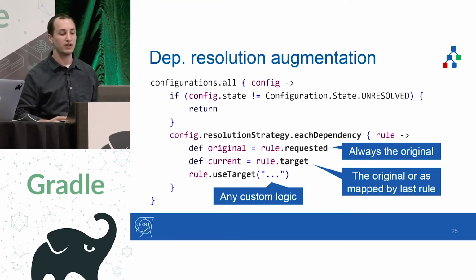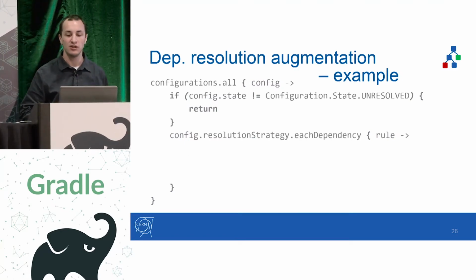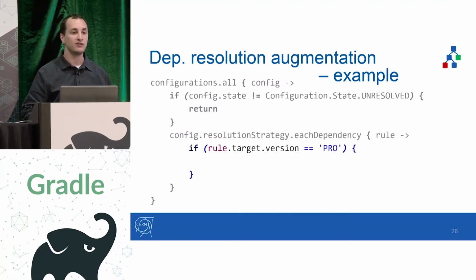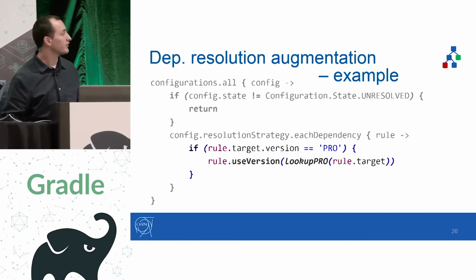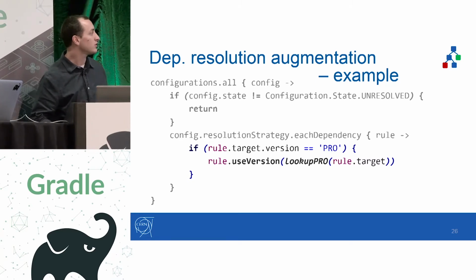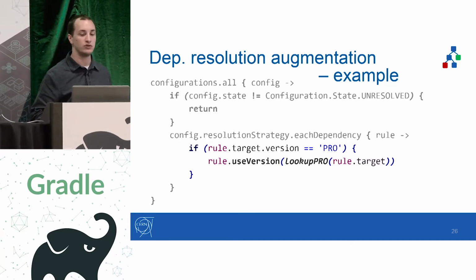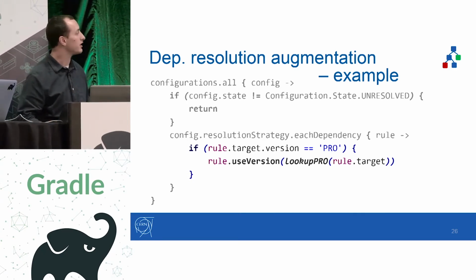So let's take an example, because again, I talked about this Pro version previously. You can check if the currently selected target version is Pro, and if so, then you can, assuming you have some lookup solution for resolving the Pro version, tell Gradle to use that version. And this is something that we do, and it works out very nicely.